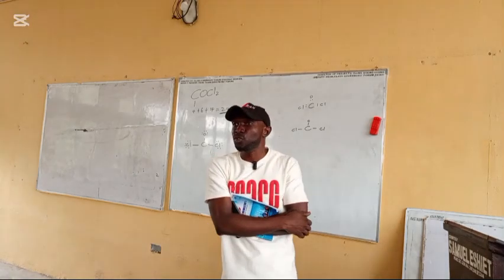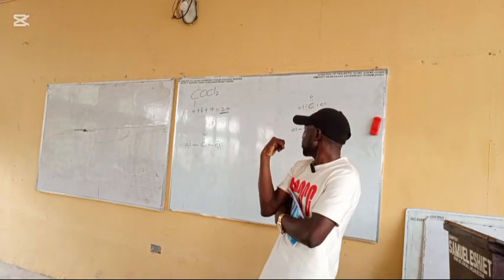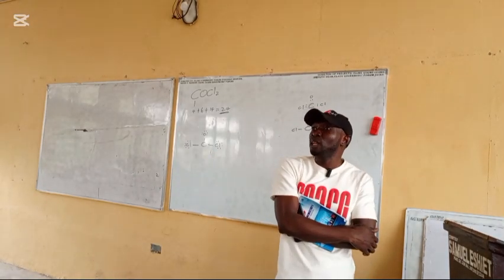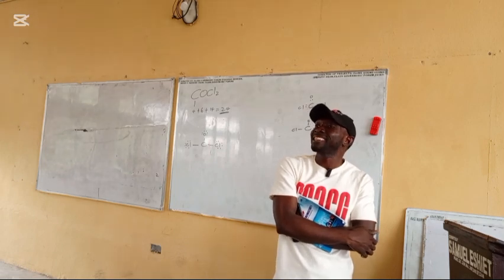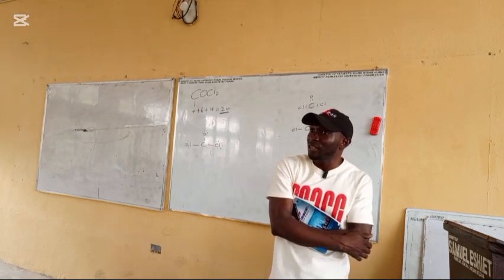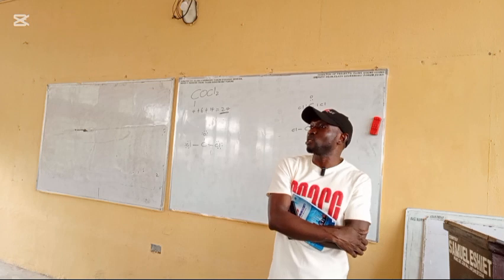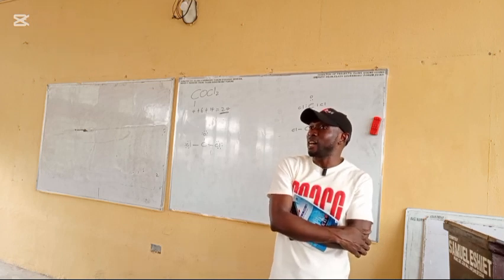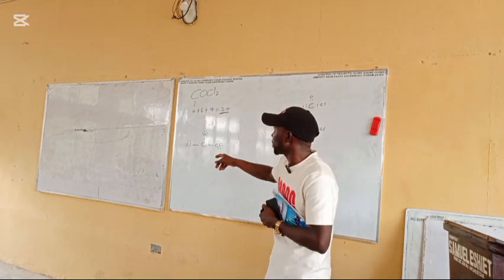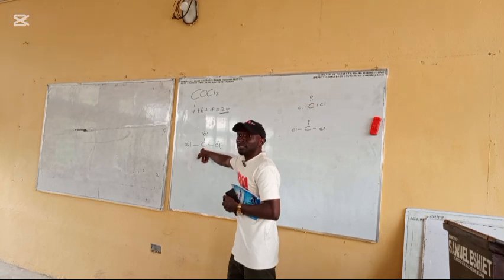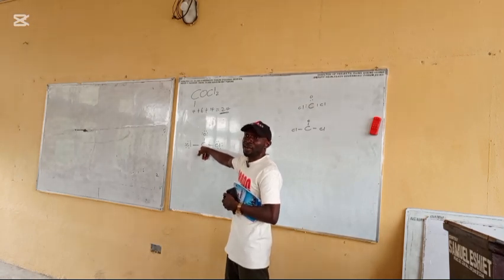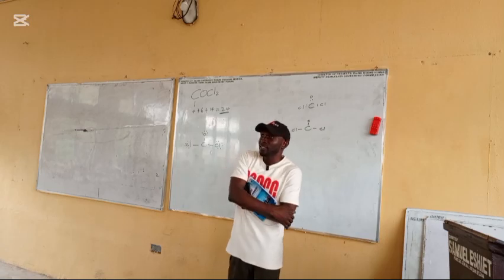But now let me ask you. All the atoms there, or let me say all the elements there, have they attained octet? Which one has not attained octet? Carbon has not attained octet. See carbon here. How many electrons do you have around carbon? 6. It needs 2 more, right? Yes.